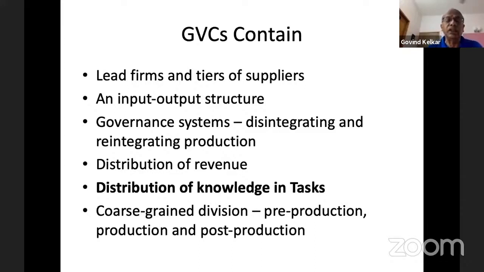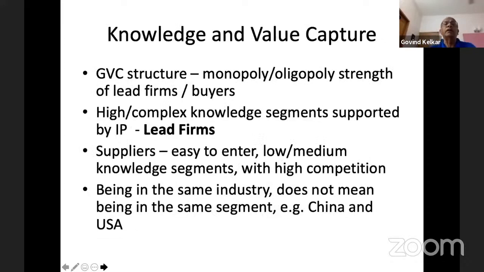Levi's designs jeans. The denim for jeans is to a large extent produced in India by a company called Arvind, which produces about 40% of the world's denim. That is stitched into the jeans according to the specifications provided by Levi's. Those are the production tasks. And then there's the post-production task, which is branding and marketing. So these are the three broad areas: pre-production, which is design; production, which is manufacture; and post-production, which is branding and marketing.